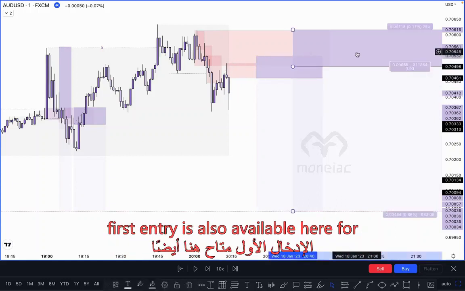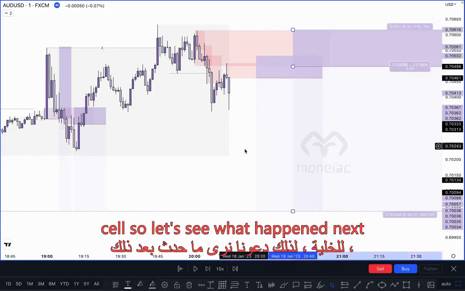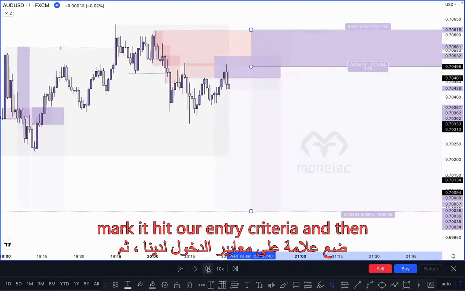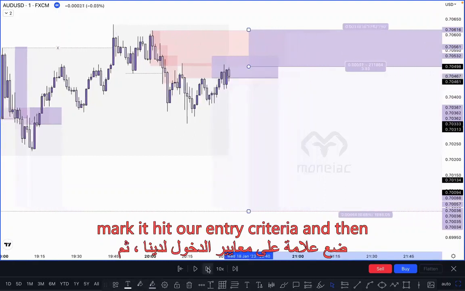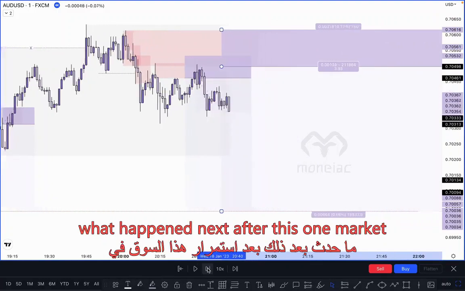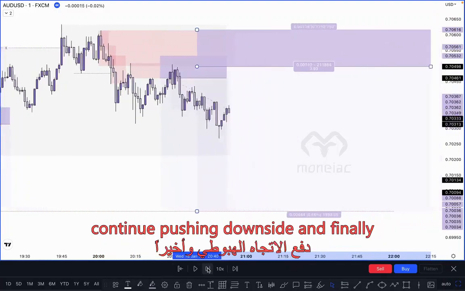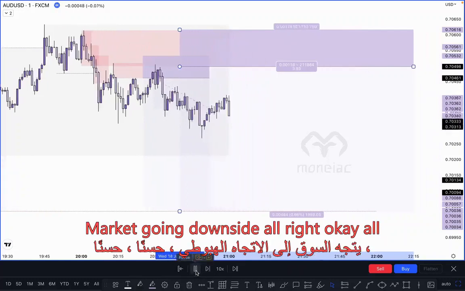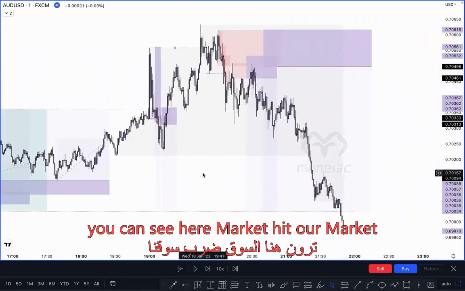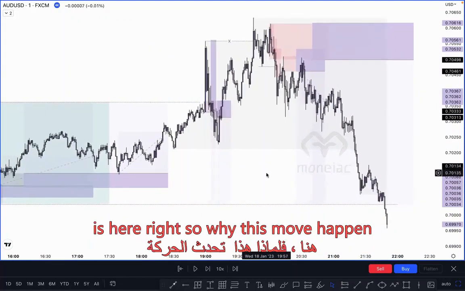And first entry is also available here for sell. So let's see what happened next after this one. All right, okay, so finally market hit our entry criteria, and then you have to wait for it. So let's see what happened next after this one. Market continue pushing downside, and finally market going downside. So finally, what happened here? As you can see here, market hit our target here, right?